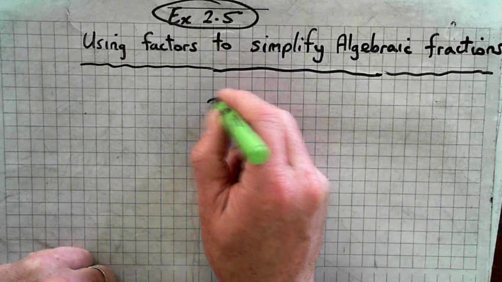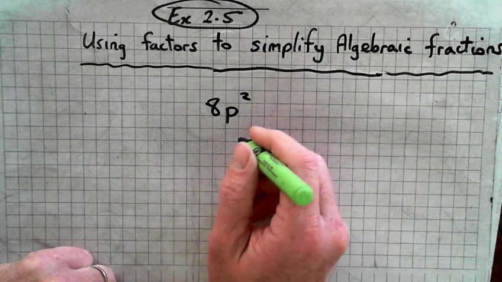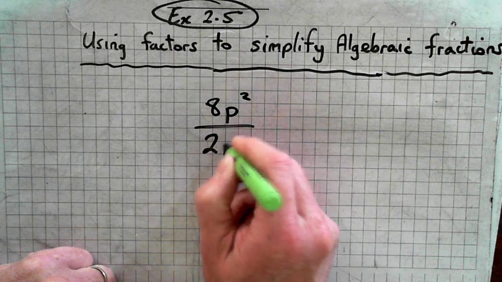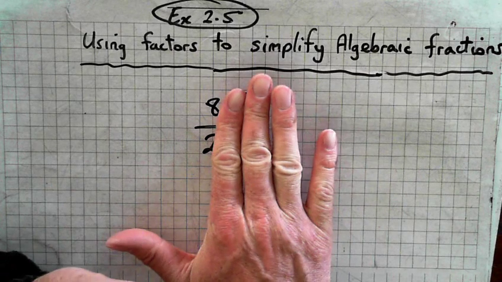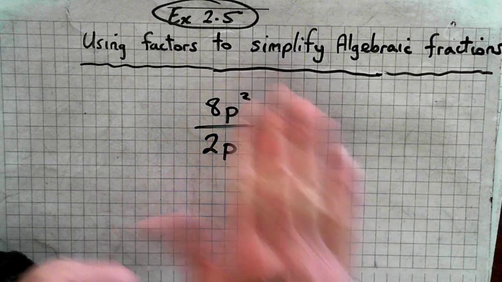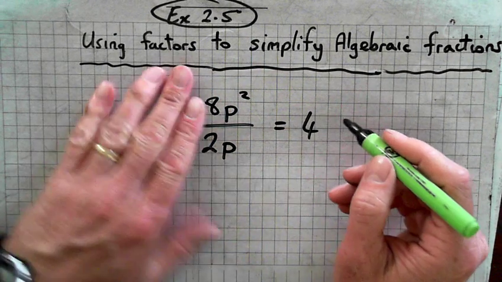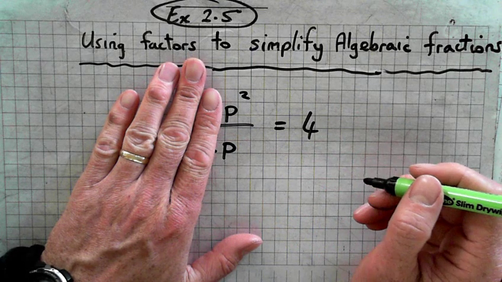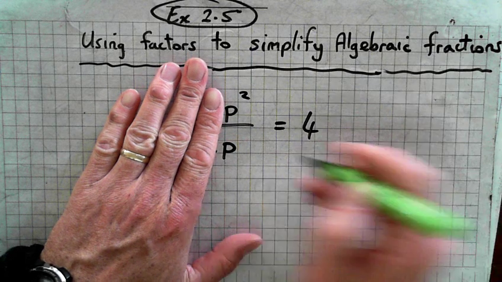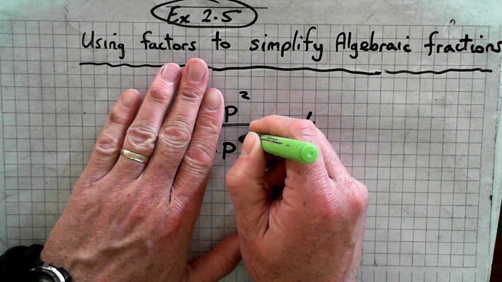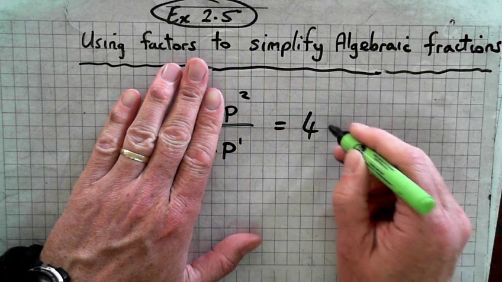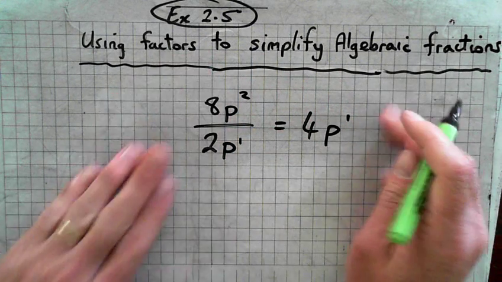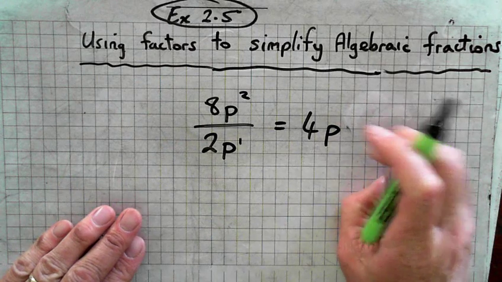If we had 8p squared over 2p, we just separate it out first. We do the numbers first. 8 divided by 2 is 4. Now, p squared divided by p. How do you actually do this? What you do is you subtract. 2 minus 1 is 1. P to the power 1 is just p, isn't it?